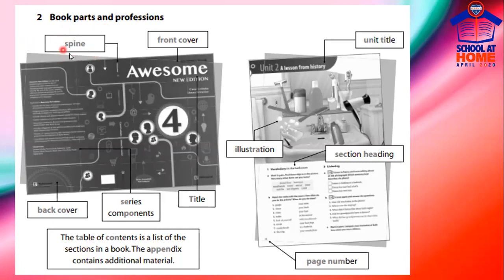Here we have the spine, which is like the middle of the book, the front cover, the first page, the title of the book, series components, and the back cover. This is the back of the book, okay? So the table of contents is a list of the sections in the book. The appendix contains additional material. Okay, this is extra information. We have an illustration. You have the unit title, the section heading, and the page number.